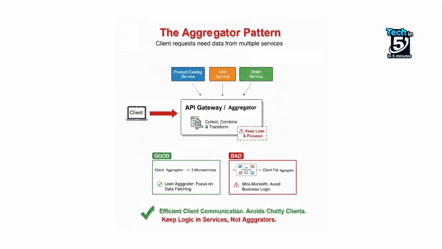Step 8. Aggregators. Even with perfect domain design, sometimes a single request needs data from multiple services. That's where aggregators come in. They collect data from different microservices, combine it, and return a single response to the client. But don't make them too smart. The more logic you push into aggregators, the more they become mini monoliths. So keep them lean and focused.